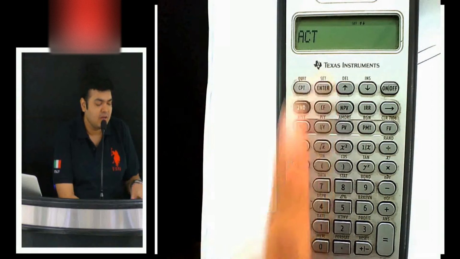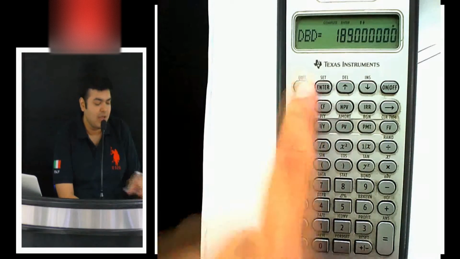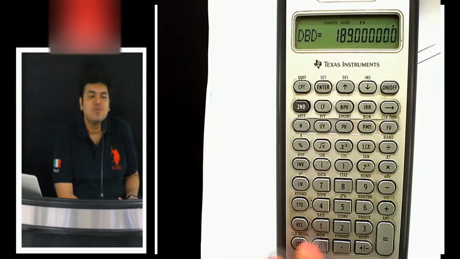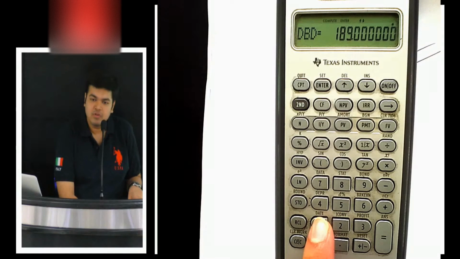And second enter, I can set it back to actual number of days and again scroll down and compute the days between dates, and that gives me 189 days. Everybody comfortable till here? Sure, it is not a very useful function. In the fixed income section, at times when we calculate accrued interest, etc., we use this function. Are we all comfortable till here?